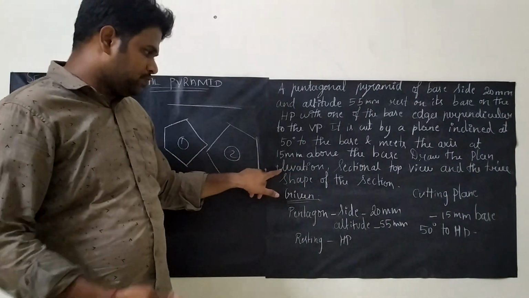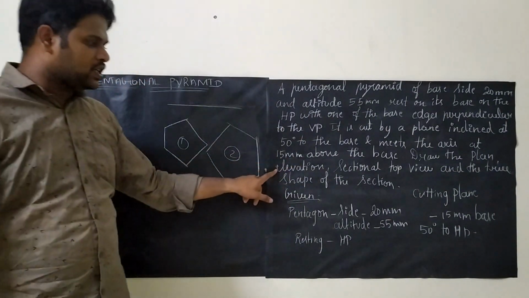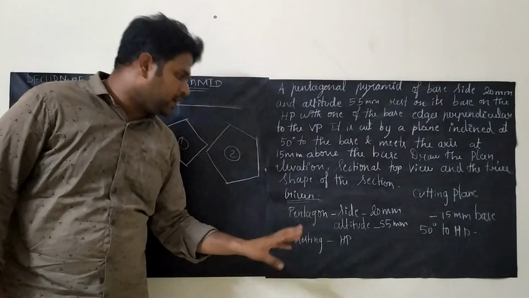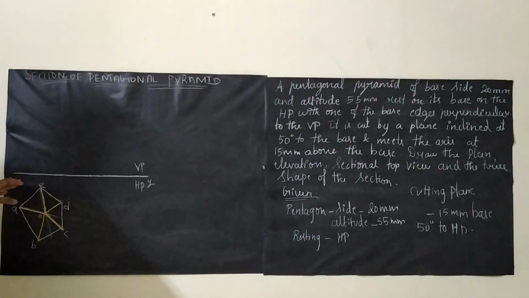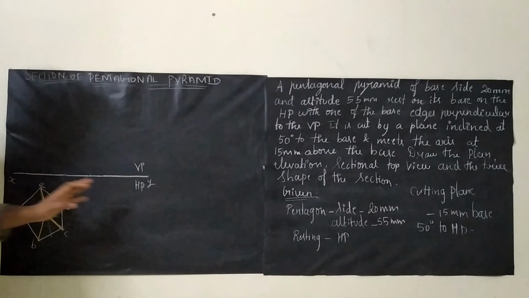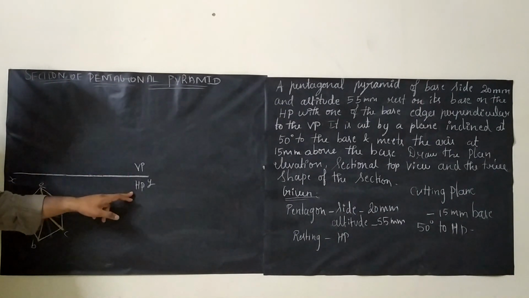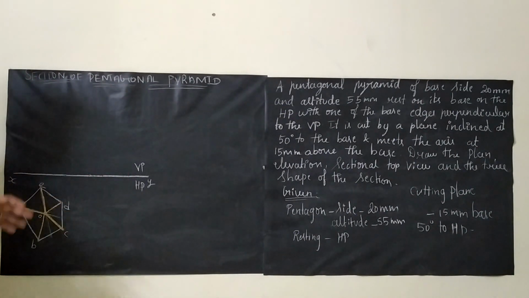Draw the plan. Plan means top view, elevation is the front view, sectional top view, and the true shape of the section. So first step, we have to draw the reference line. So XY, and above is VP and below is HP according to first angle projection. In section of solid we will be following first angle projection.